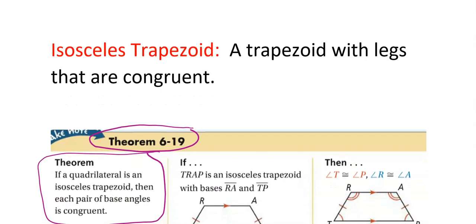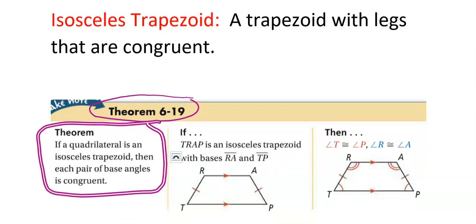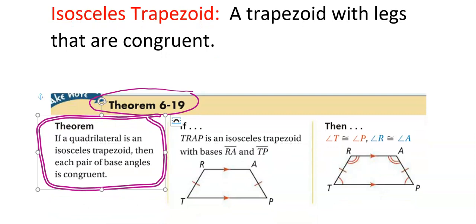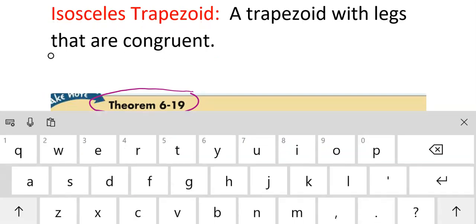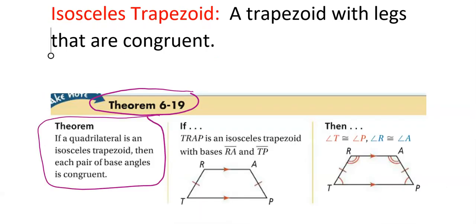An isosceles trapezoid is a trapezoid with legs that are the same. So when you look at this one, here they are marked the same. If it says in the directions that it's an isosceles trapezoid, you can mark the top and bottom parallel. You can mark the 2 legs the same.